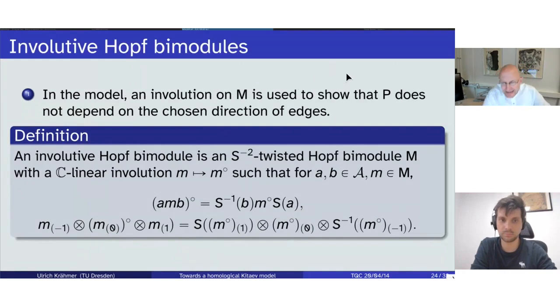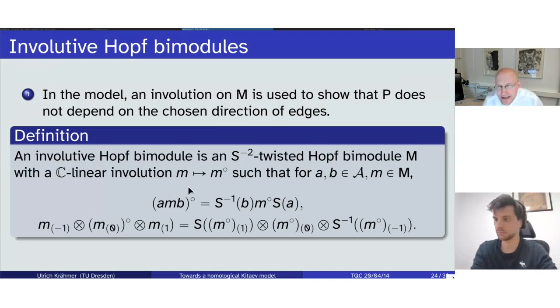Okay, and now, how does this come in touch with the Kitaev model? I said that to write down the Kitaev model, we have to choose directions on the edges of our graphs. But the key point is that at the end of the day, the protected space that you write down should not depend on the choice of directions that you've made. And we toyed with these twisted Hopf bimodules to get an edge decoration where we can identify something in one way and in another way.